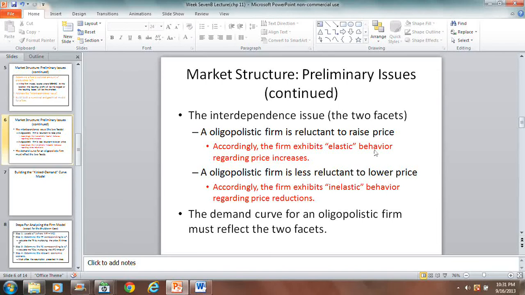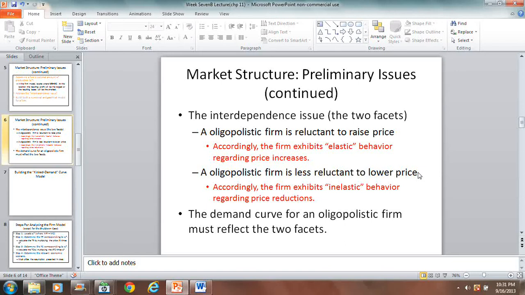Oligopolistic firms are also less reluctant to lower price, because, as I was saying earlier, if the issue becomes preserving their customer base, they will lower the price so that they can remain competitive. And so when it comes to price reductions, oligopolistic firms tend to be more willing, and so there's more flexibility downward. Because there's more flexibility when it comes to price reductions, we characterize the oligopoly's behavior as being inelastic when it comes to price decreases.